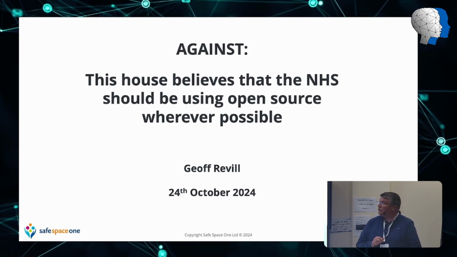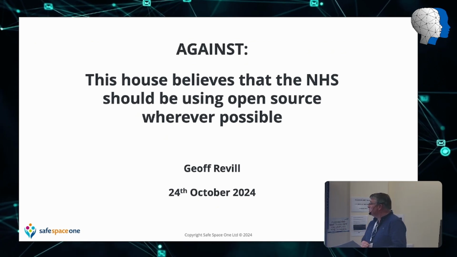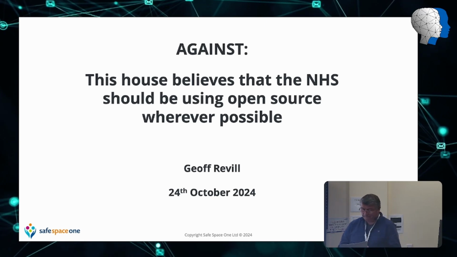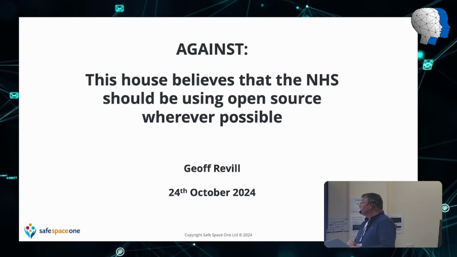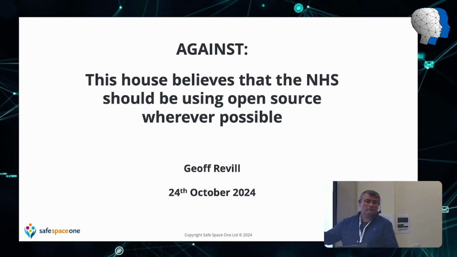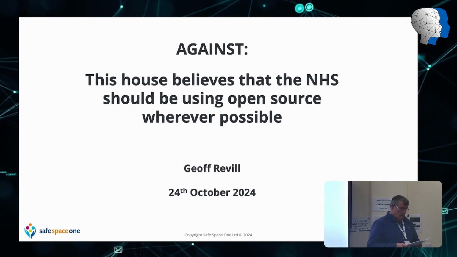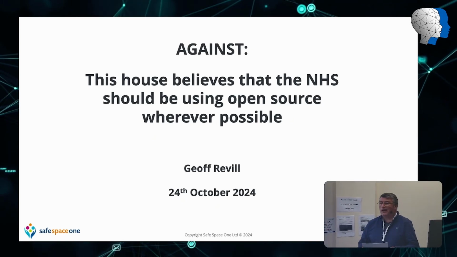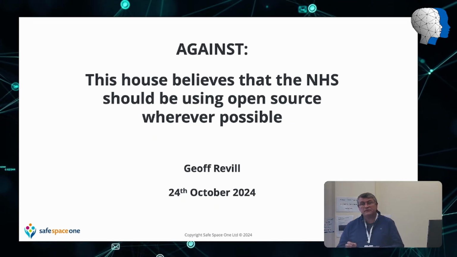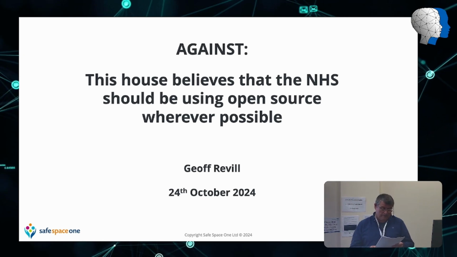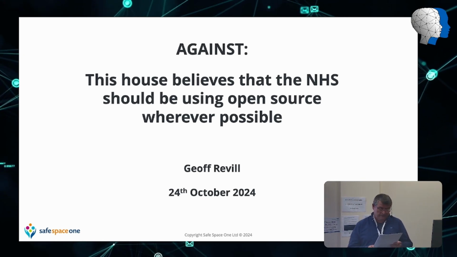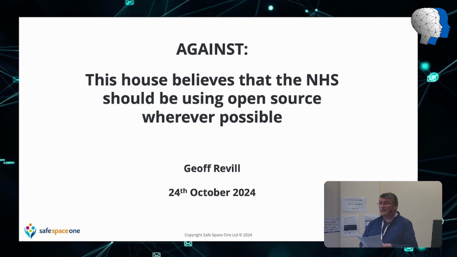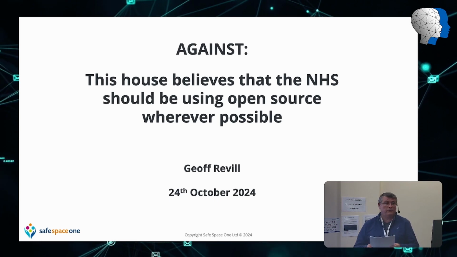So this House believes the NHS should be using open source wherever possible, is the actual claim. And what I'm standing against today is the last two words, wherever possible. To me, it's not about wherever possible. Such thinking does not allow for the significant differences of when and how to apply open source versus proprietary. Context, timing with respect to your particular risk appetite, your needs and requirements, the maturity.